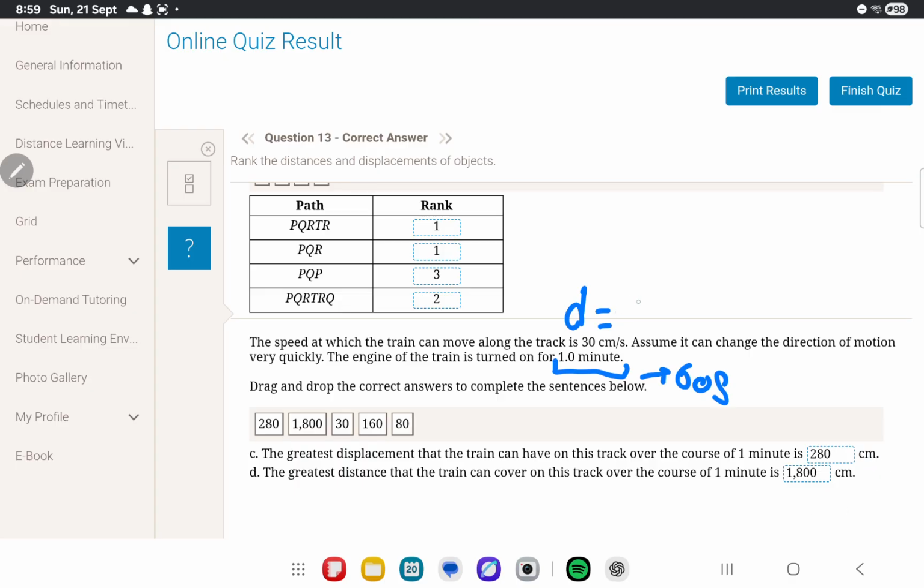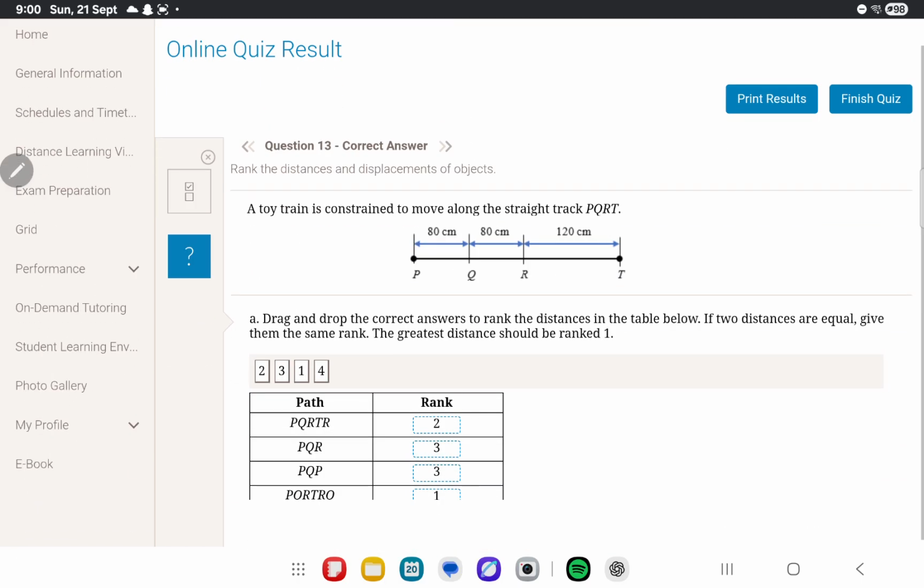Now, distance is average speed multiplied by the time. So it's going to be 30 times 60, which is 1,800 meters or centimeters. Okay, and that's my answer to this part. Now, as you can see here, the greatest distance it can travel is 1,800 centimeters, right? 1,800 is the greatest distance.